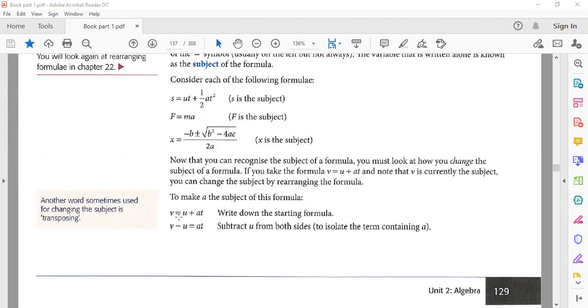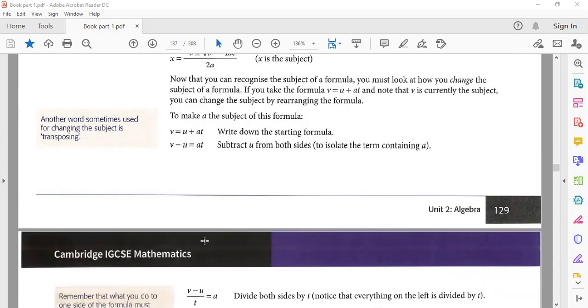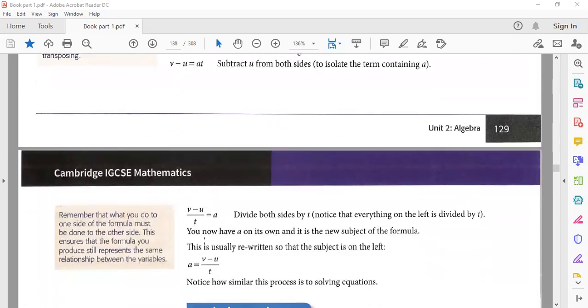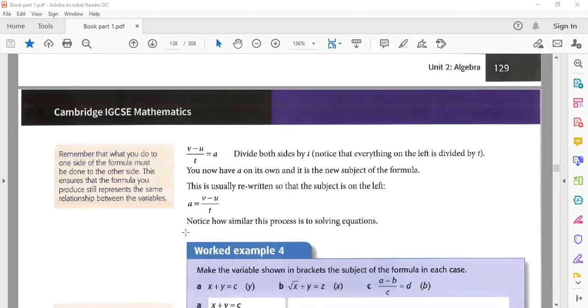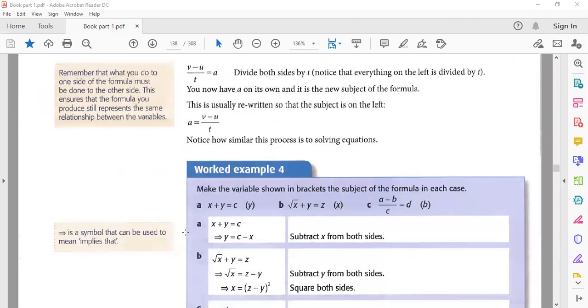Let's suppose I have v equals u plus at. If I want to find a or t, I put u behind this. So my formula is v minus u equals at. If I find a, I send t to the other side. If I find t, I send a to the other side. It depends. Now here it says make the variable shown in the bracket the subject of the formula in each case. Just give me a moment.